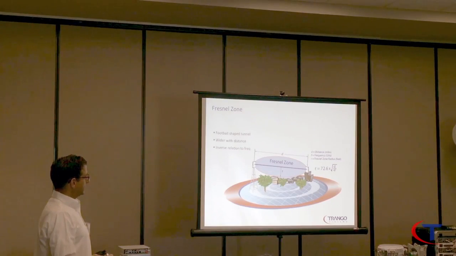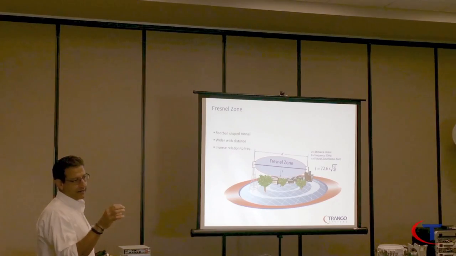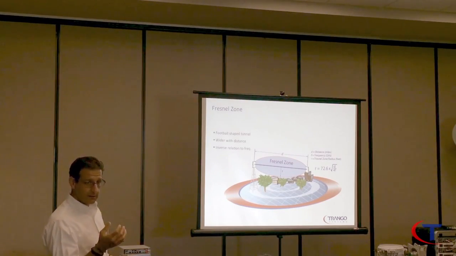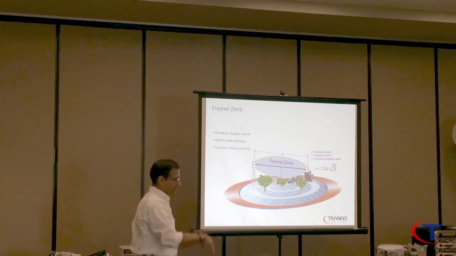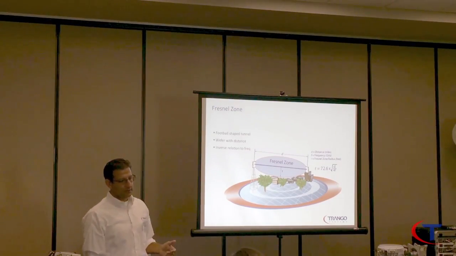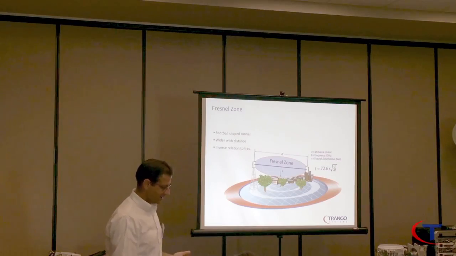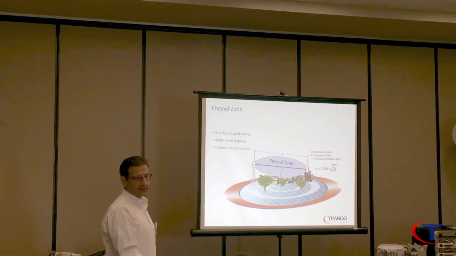Typically, it's okay to impact the Fresnel zone by 20%. So you could have something covering, coming into this up to 20% of the Fresnel zone. We generally don't recommend anything that gets in the way at all, unless it's very minimal. So we're always looking for 100% Fresnel zone clearance when we engineer these paths.